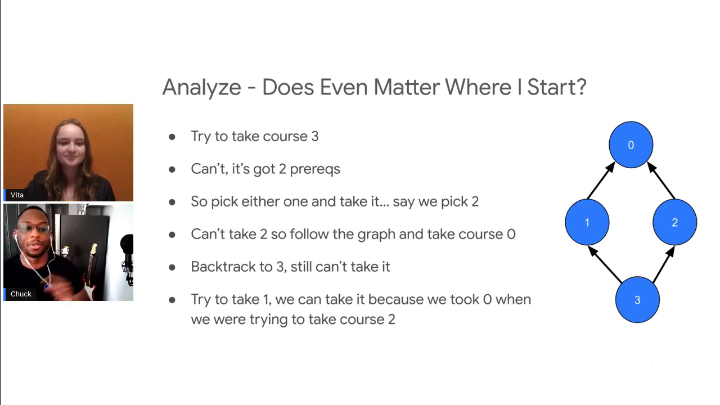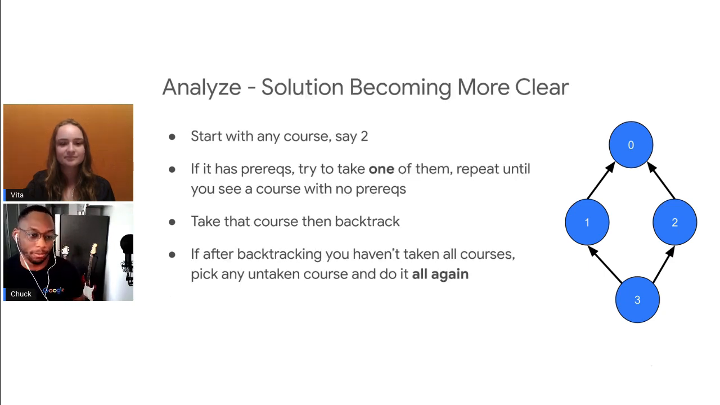Okay, so we now have to go to 1. Can we take 1? We can take 1 because we took course 0 when we tried to take course 2. Okay, so things are kind of lining up. So we backtrack to 3 and we can finally take 3. Okay, let's see if we can put it all together.